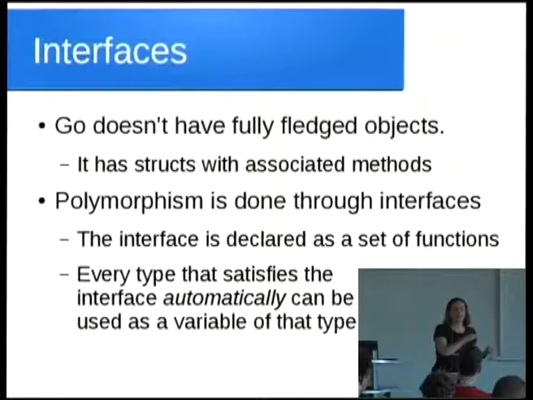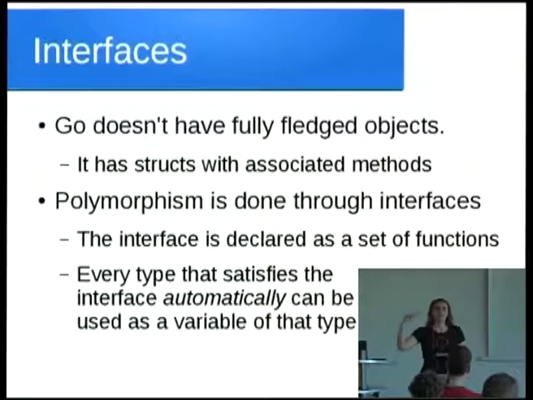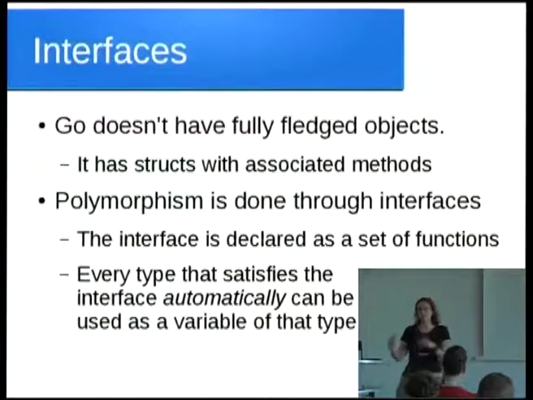And then polymorphism is done through interfaces. So you can declare an interface, and it's done through these interfaces. But you don't declare that a struct, or a class, because there's no class, is of that type. If they follow the interface, they just are of the type. This is something that's only possible because it's compiled, right? It wouldn't be possible in an interpreted language. But being compiled, if it has all the needed things to be part of the interface, it just is. You don't have to declare that it follows this interface. You just have to make it follow the interface.